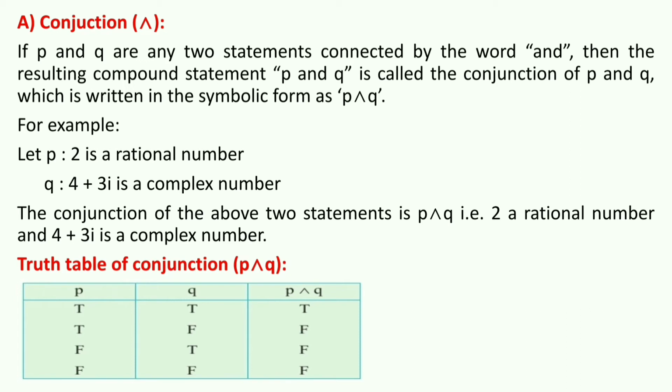Truth table for conjunction: P, Q, P and Q. If P is true, Q is true, then P and Q is also true. If P is true, Q is false, then P and Q is false. If P is false, Q is true, then P and Q is false. If P is false, Q is false, then P and Q is also false.